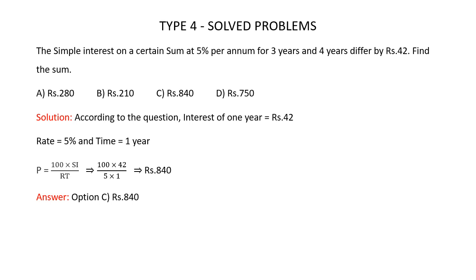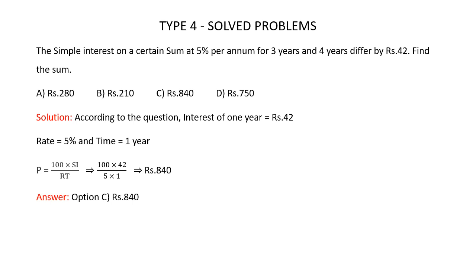Now it's given that the rate of interest is 5% per annum. And we are asked to find the sum, that is, we have to find out the principal. Now principal can be found out using the formula P is equal to 100 multiplied by SI divided by RT. Here we know that SI is rupees 42, R is 5% per annum and T is 1 year.